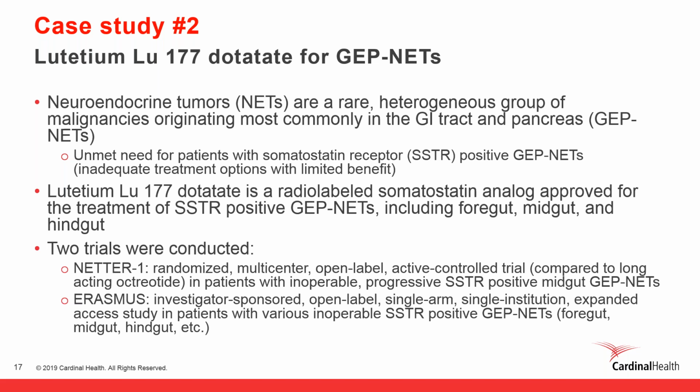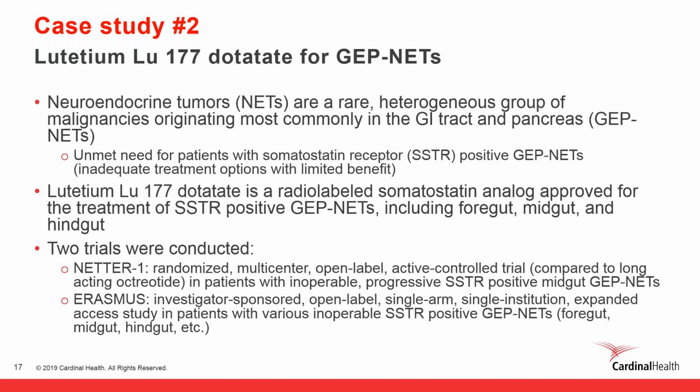So the Erasmus study was that compassionate use expanded access protocol, which allowed patients with neuroendocrine tumors at different types of sites, so again thinking about the foregut, midgut, and hindgut, et cetera, to be receiving Lutathera. In that long-term expanded access protocol, over 1,214 patients eventually received Lutathera for those GEP-NETs.